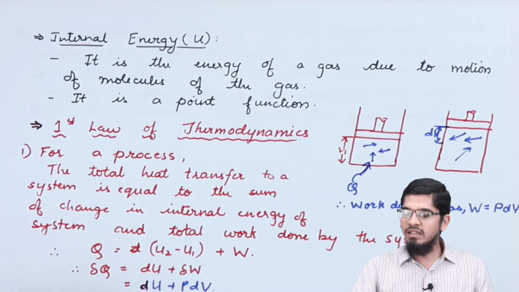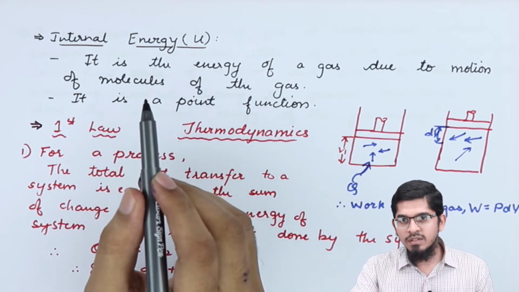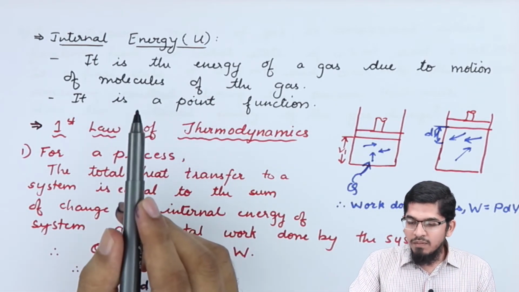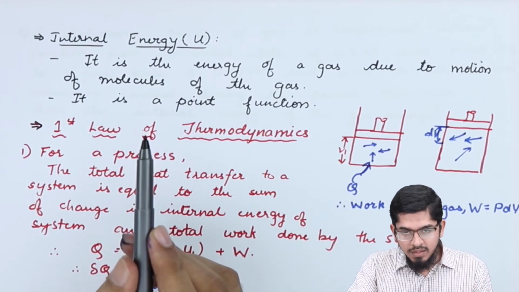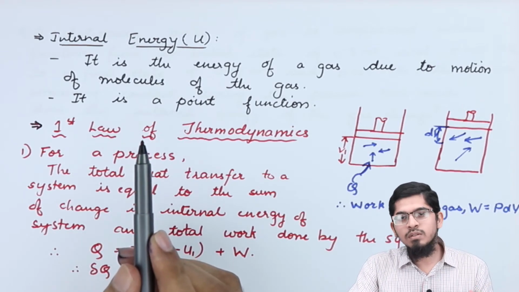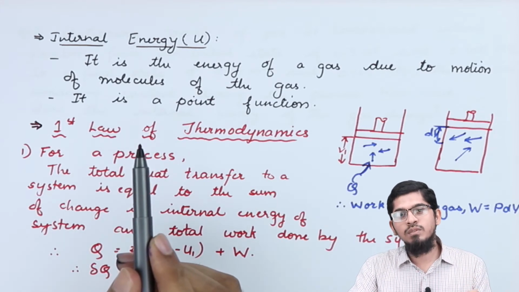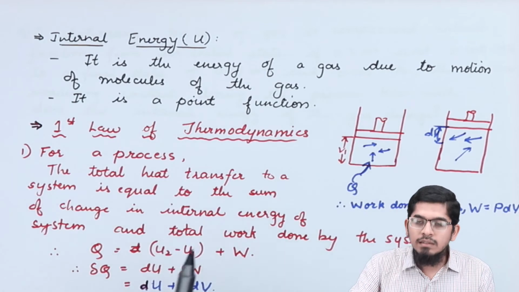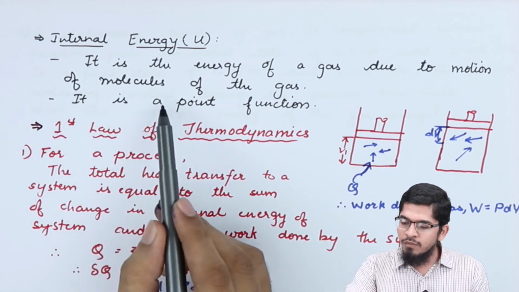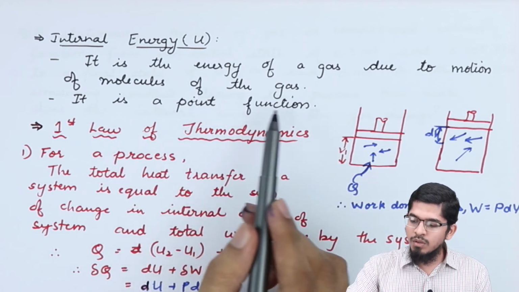The next term is internal energy. Even this term is not new for you, but still we will revise. You must have studied this in 12th standard, in the kinetic theory of gases. Every gas contains a lot of molecules, right? And each molecule is in a state of some random motion. Because of that random motion, they will have some kinetic energy. The sum of the kinetic energy of those individual molecules, we call it internal energy. So it is the energy of a gas due to the motion of the molecules of the gas.